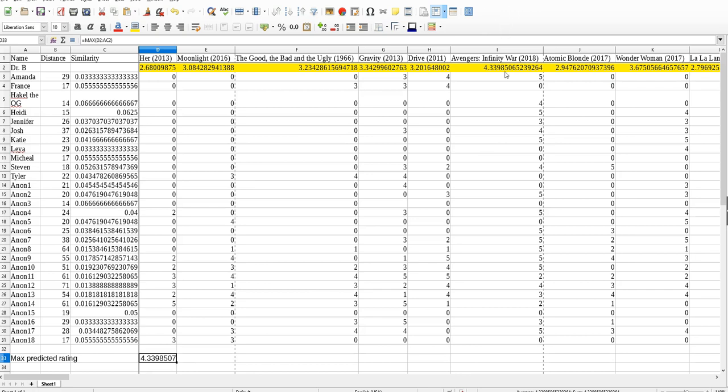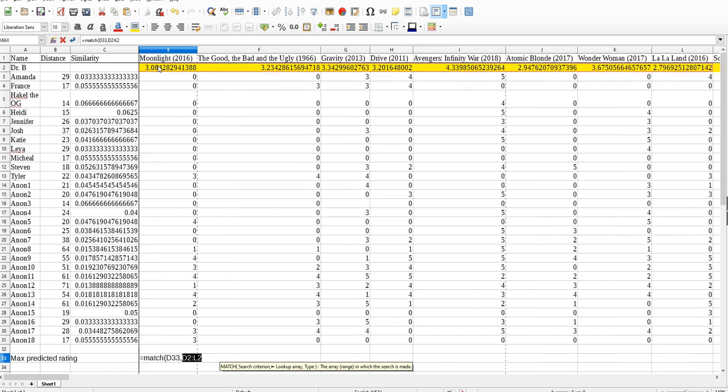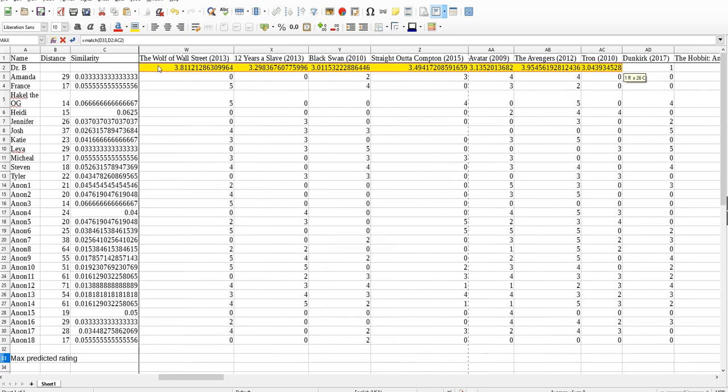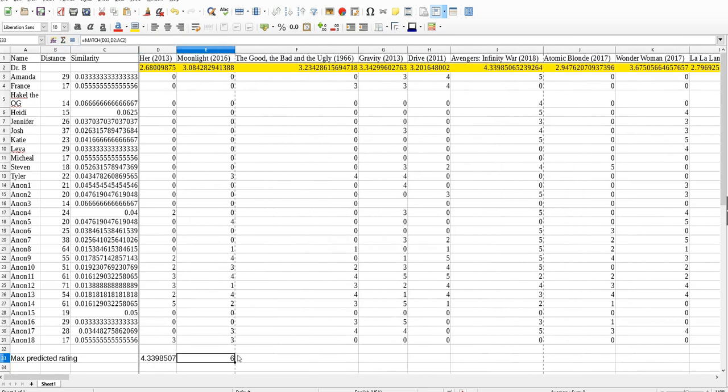Okay, we can see where that's coming from because it's right here in front of us, Avengers Infinity War. But if this was a list of 100 or 1,000 movies and we weren't sure which one it is, we can look for it. I can first try and find out where it is. So I'm looking for the 4.339 in this list of numbers, and I want to know where it appears. It's the 6th number, and if you count over, you'll find that it is the 6th number in this list.